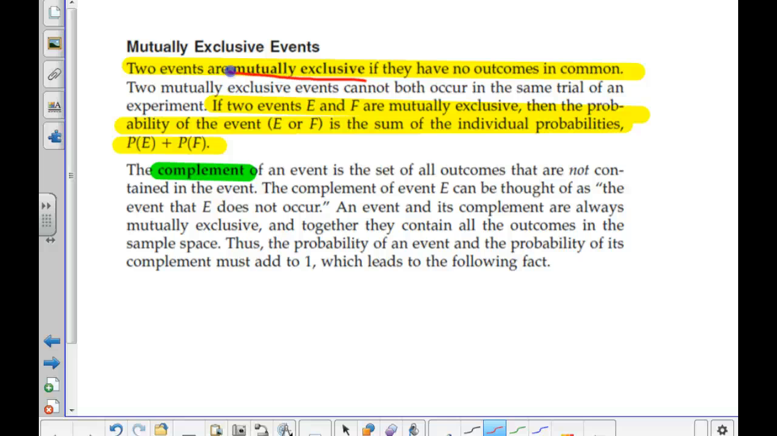The complement of an event is the set of all outcomes that are not contained in the event. In other words, what is the probability of not drawing a red is 1 minus the probability of drawing a red. Does that seem to make sense? We've talked about complement before.